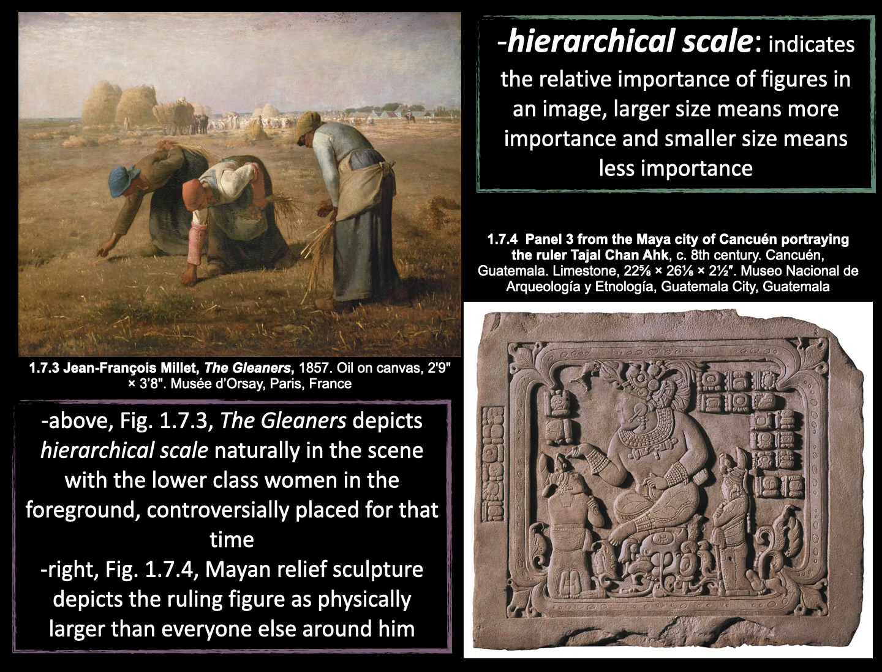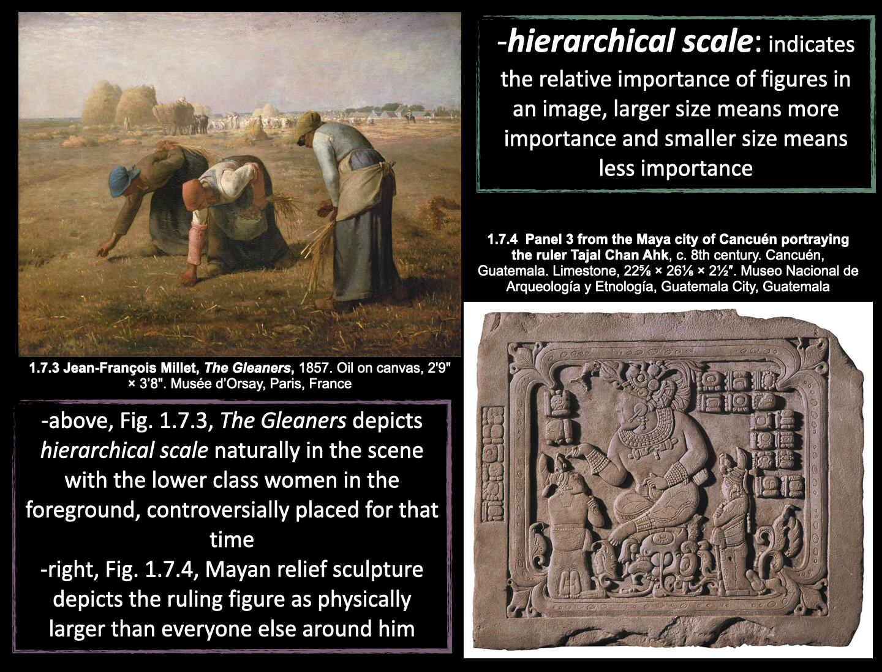At first glance, we wouldn't think that scale could communicate meaning, but the prevalence of enlarged figures throughout the artwork of the prehistoric and classic art periods is so noticeable that it has its own term, hierarchical scale, that indicates the relative importance of figures in an image. Historically, larger size has meant greater importance, and smaller size less importance. This is visible in the Mayan relief sculpture on the bottom right, where the ruling figure is twice as large as the figures that surround him.